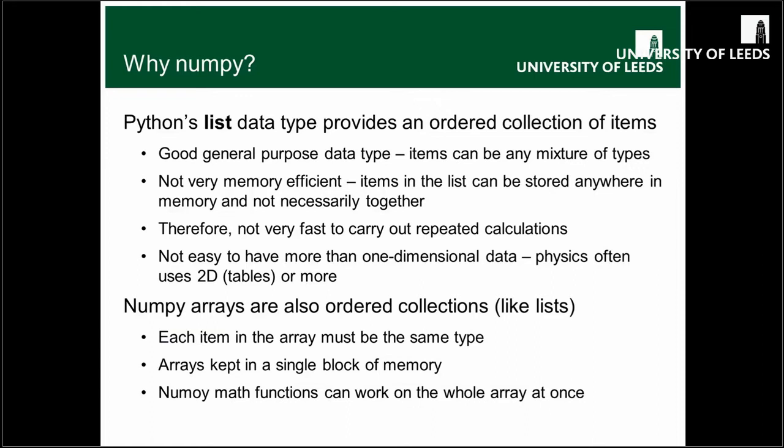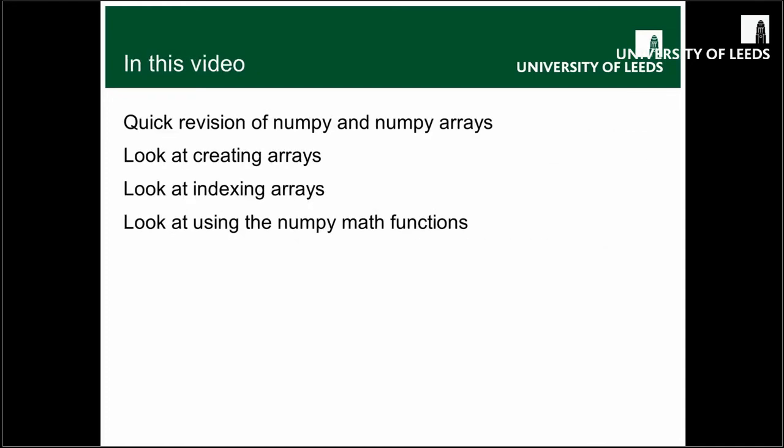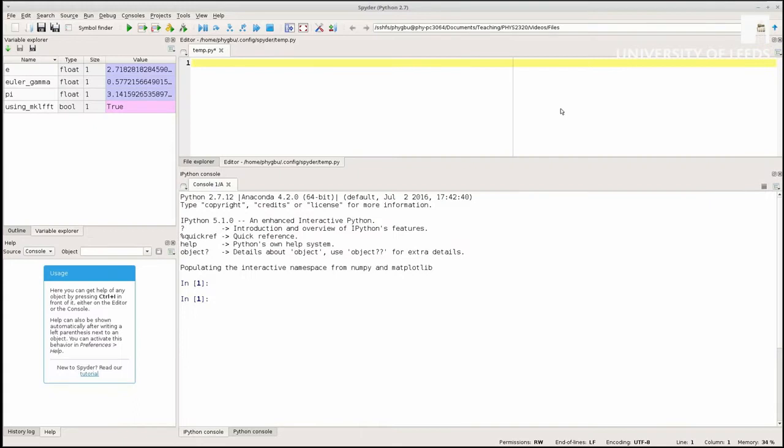In fact, Numpy includes lots of math functions that are designed to take advantage of the fact that modern computer processors can work in a sort of vector mode and can work with a whole list of numbers all in one go in parallel. And it's also very easy in Numpy arrays to have multiple dimensions. They're built into the Numpy array. So in this video we're going to have a quick revision of Numpy and Numpy arrays from Computing 1. We'll be looking at creating arrays, indexing arrays, and using some of the Numpy math functions. Okay, so let's go over to our Spyder then.